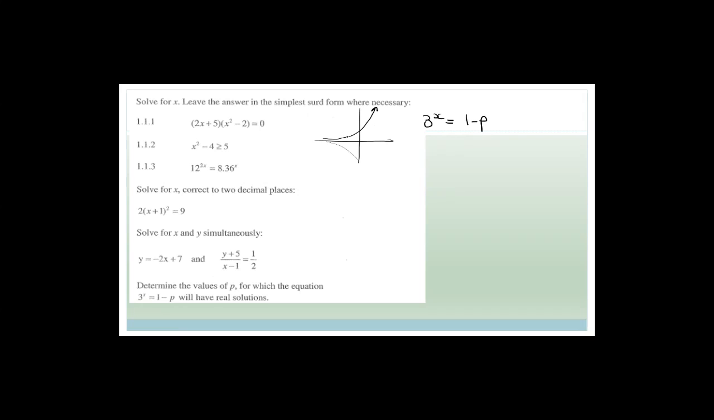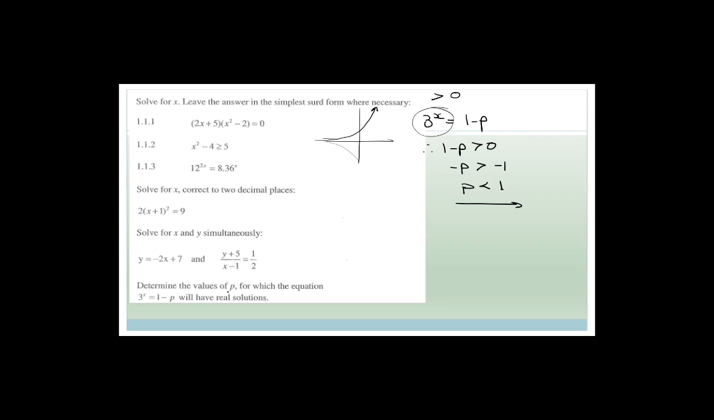So for this to be true, this whole thing has to be greater than 0. It never touches the 0. Therefore, 1 minus p must also be greater than 0. Do you agree? Therefore, we can say that minus p must be greater than minus 1, just taken across. Therefore, p must be smaller than 1. And that's your answer. That's how easy that is.